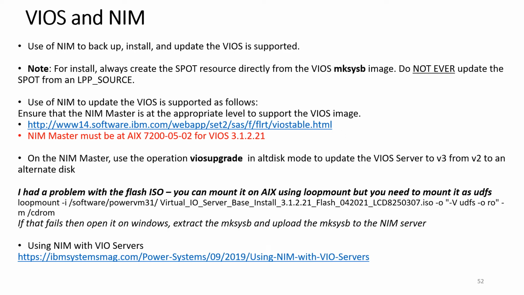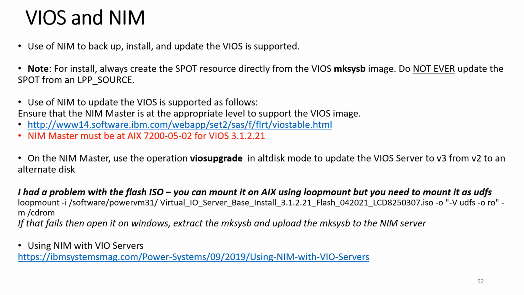And I mentioned earlier that on the NIM master, when you're going from version 2 to version 3, you can use the viosupgrade command on the VIO server, or you can use it on the NIM master in alternate disk mode. The syntax is different for the two of them, so you really need to make sure that you pick one and do all of your VIOs that way.